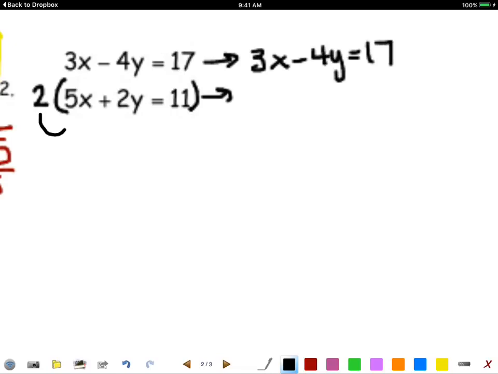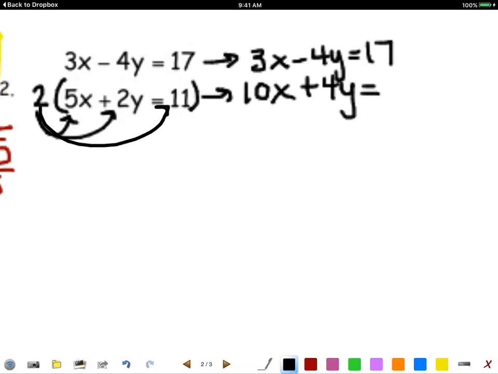And then the bottom equation, what's 2 times 5x? 10x. What's 2 times 2y? 4y. Positive 4y, good. And 2 times 11? 22.